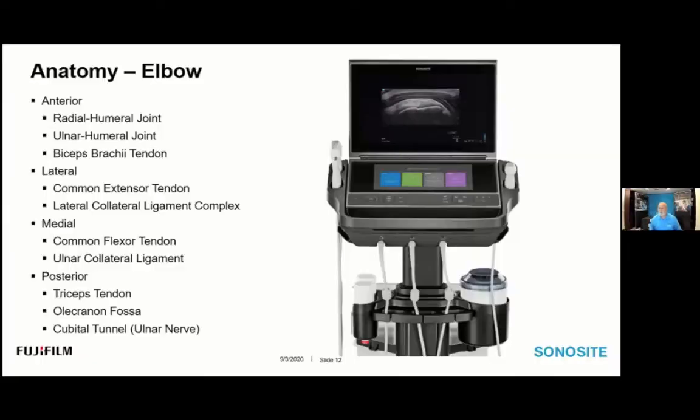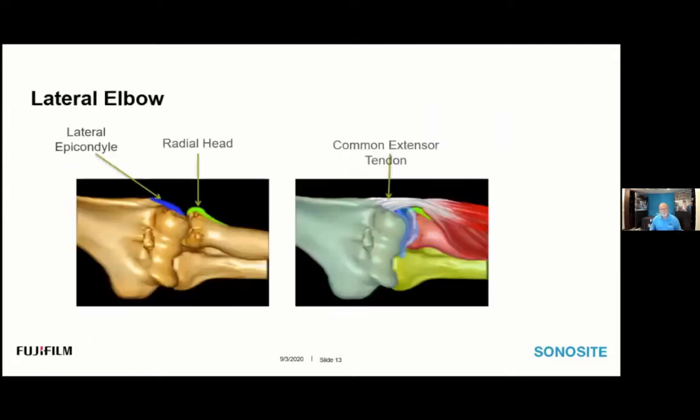So moving to the lateral elbow, we're going to direct our attention to the common extensor tendon, as well as the lateral collateral ligament complex. When evaluating the tendon ligament anatomy of the lateral elbow, we want to present the bony contours of the lateral epicondyle and the radial head. Coursing over the radial head, we'll see the common extensor tendon as it approaches its insertion on the lateral epicondyle.